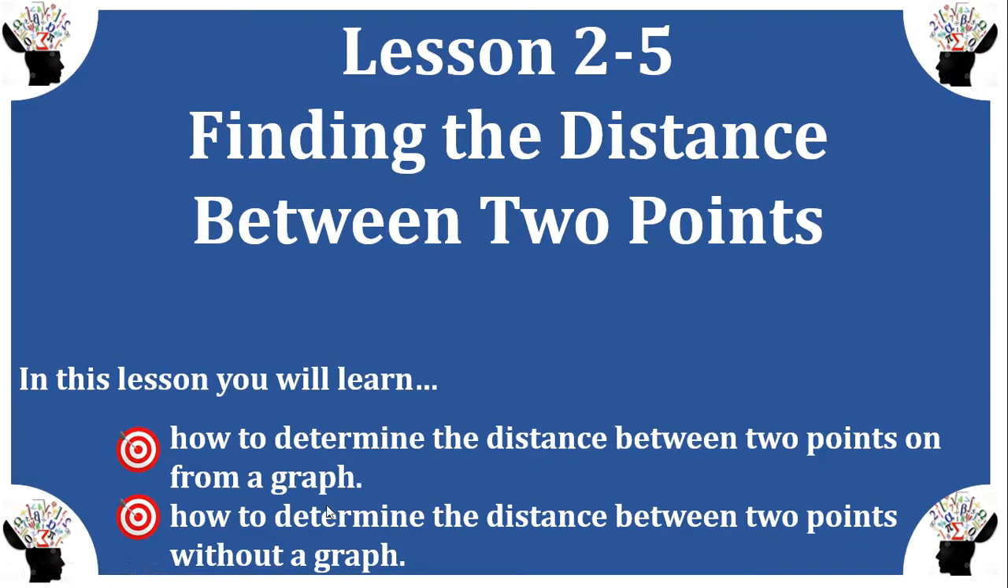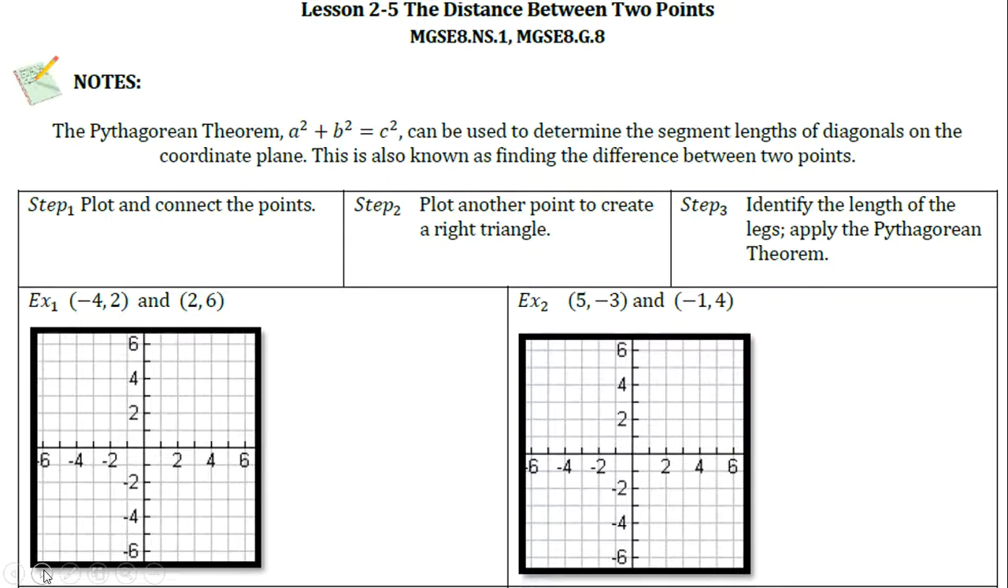In this lesson, we're going to learn how to find the distance between 2 points on the coordinate plane, as well as finding the distance between 2 points without a graph. We'll do that algebraically. Let's recall the Pythagorean theorem. The Pythagorean theorem is a squared plus b squared equals c squared, where a and b are your legs and c is your hypotenuse, the longest length of a right triangle.